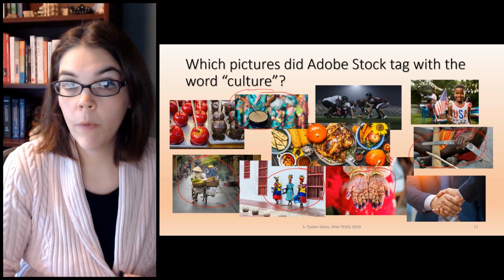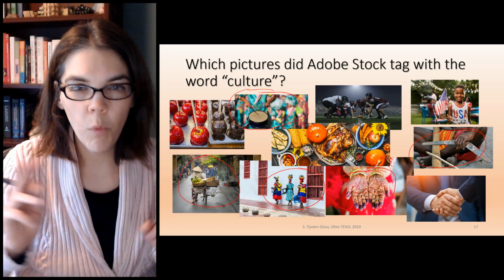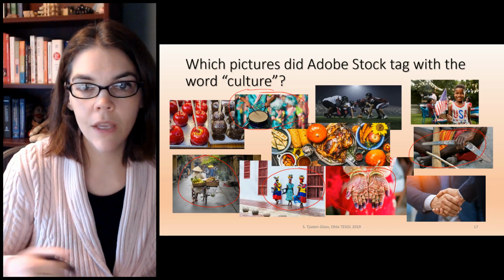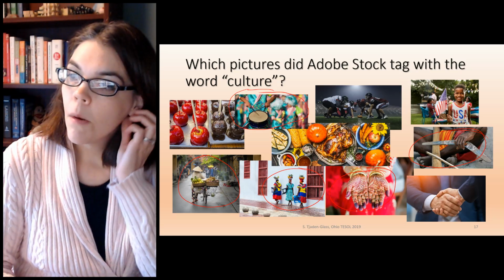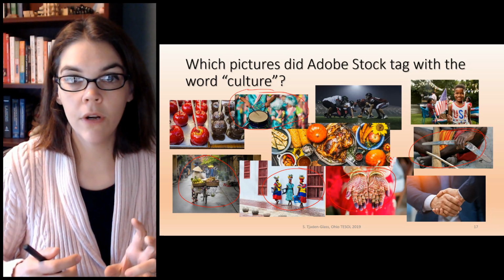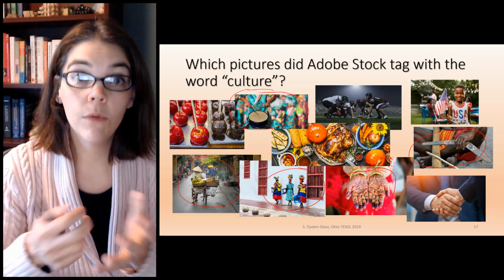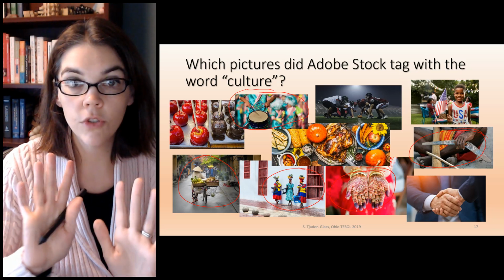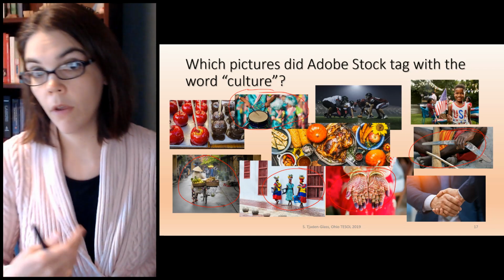cultures outside of the West, outside of the United States. I'm going to use the West because some of these, like the handshaking, that could be more than the United States. But when these pictures are tagged with culture, it's showing the position of the person who's curating the images. We tend to associate culture with things that are different than our own culture and not recognize that we ourselves have culture.